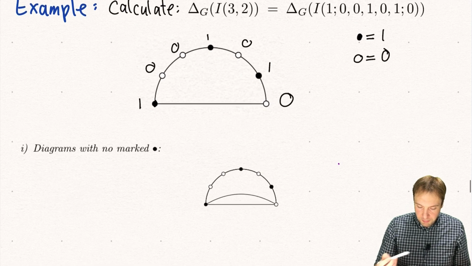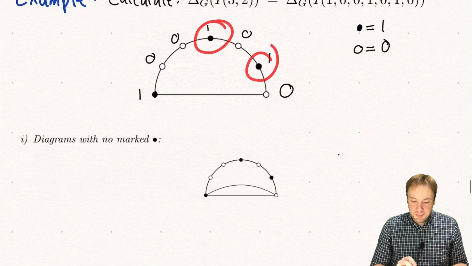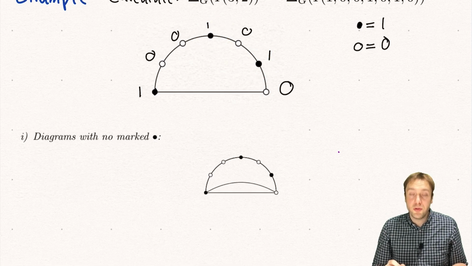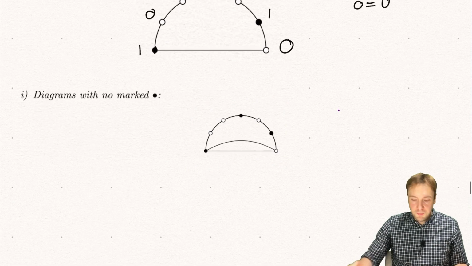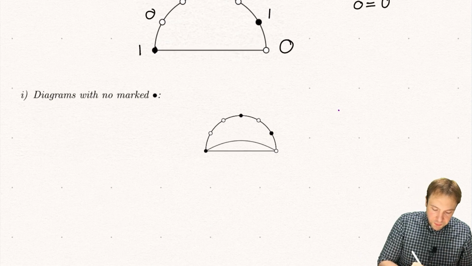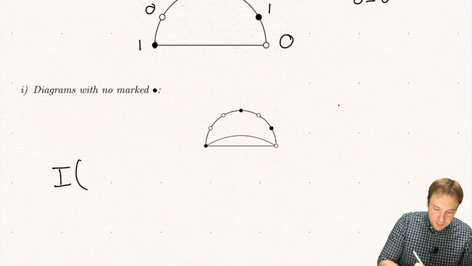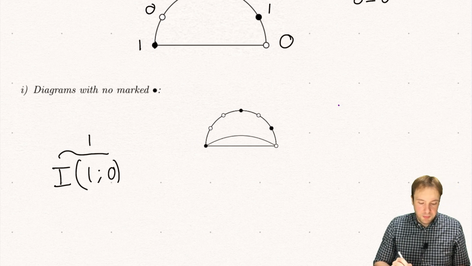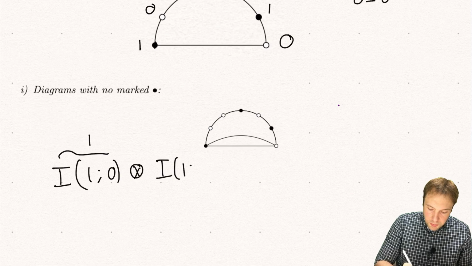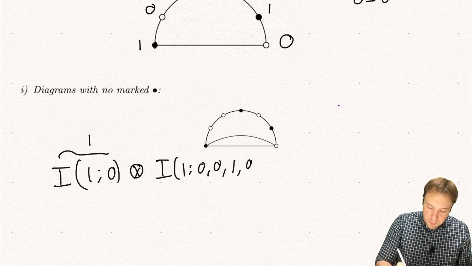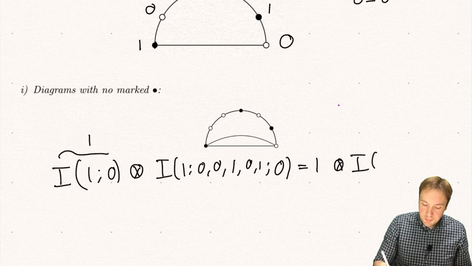So the first part is the following, where we do not choose any of these black dots. And the statement is that there's just one non-trivial contribution to the coproduct, which is given by this diagram here. So what does this diagram give? On the left-hand side is everything we choose. So on the left-hand side, we just choose this and this. So we have I(1,0), which by the relations is 1. And on the right-hand side is everything in between. So this is I(1,0,0,1,0,1,0). So this is just 1 tensor I(3,2).